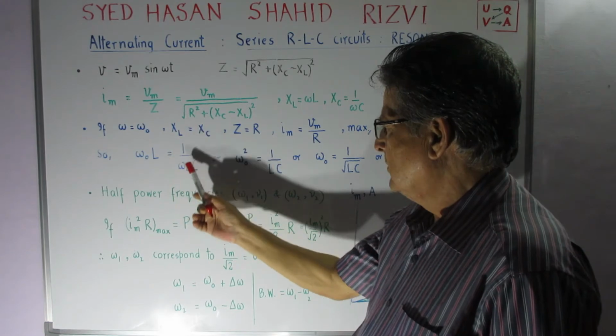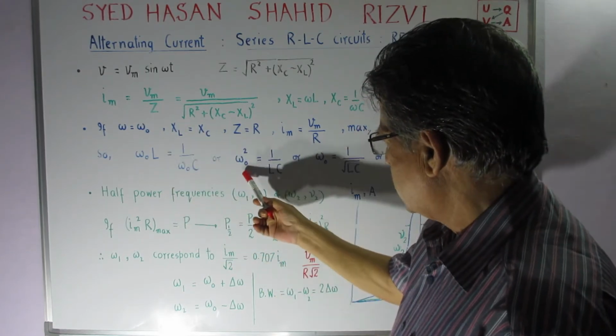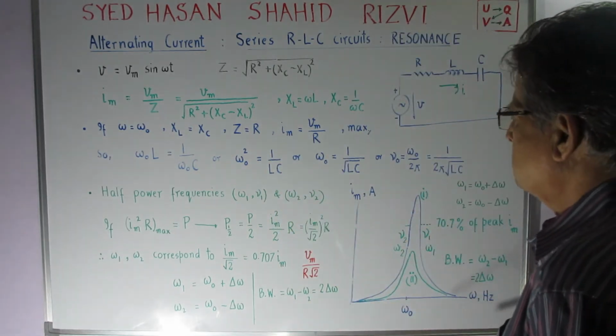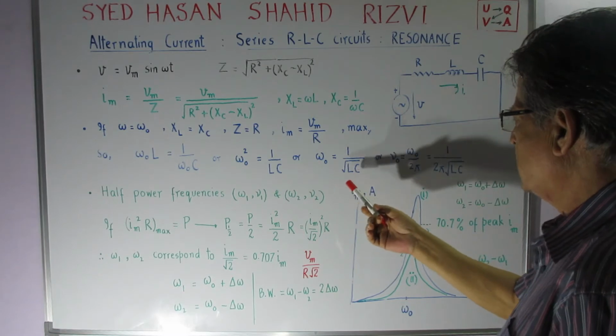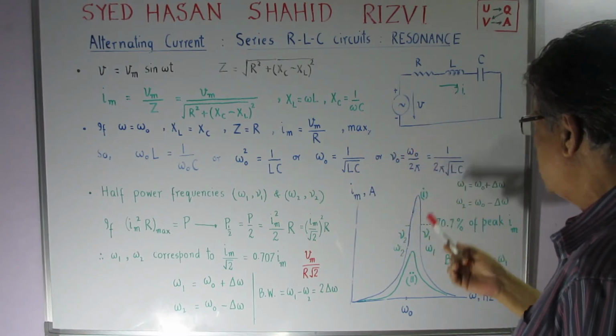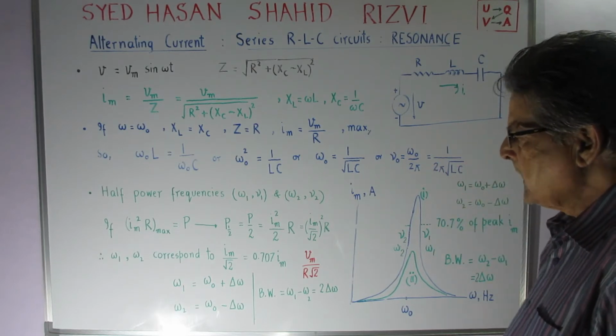Omega naught L will be equal to 1 upon omega naught C, or omega naught square is equal to 1 upon LC. Very simple mathematics, sir. Omega naught is equal to 1 upon under root LC, or nu naught, which is equal to omega naught upon 2 pi, is equal to 1 upon 2 pi under root LC.